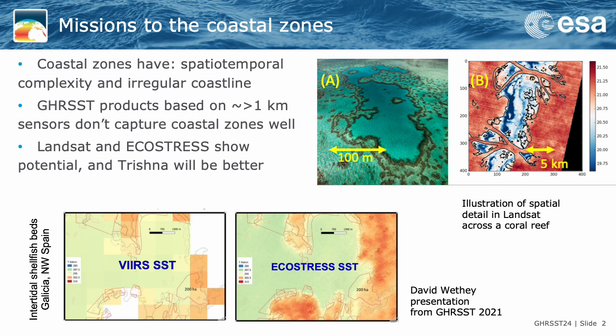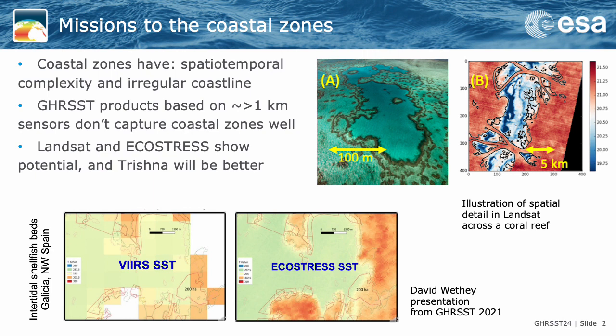There are various reasons why deriving sea surface temperature in coastal zones can be more challenging than in the open ocean. There can be greater spatio-temporal complexity around the coasts, and of course we have to deal with an irregular coastline, which in the lower resolution sensors is of course not very well resolved. And we may also have to deal with features such as coral reefs, which have their own issues.